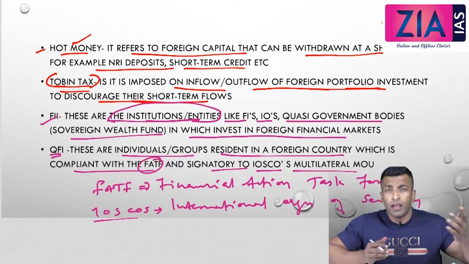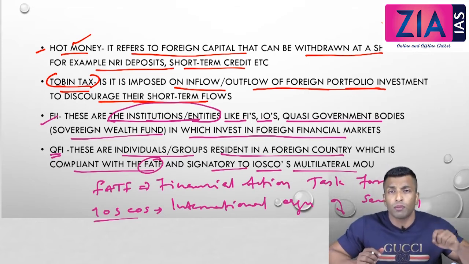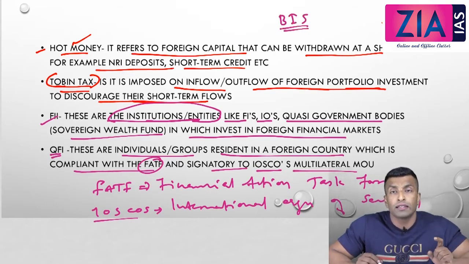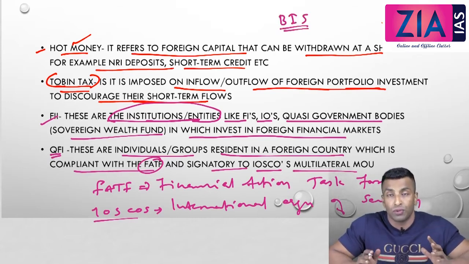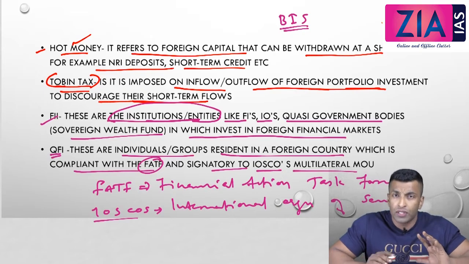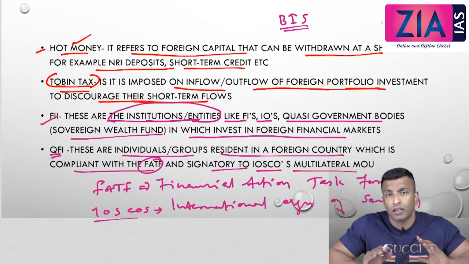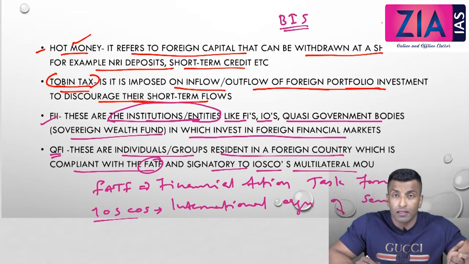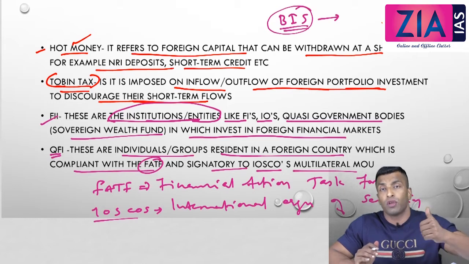Now, if you remember, in one of our previous lectures we talked about Basel norms. There we discussed the Bank for International Settlements, BIS, and I told you BIS is the bank of central banks. In case of India, there are a lot of banks, and all the banks are controlled by RBI, so RBI is the bank of banks. And BIS is the bank of central banks. That means RBI is following BIS.